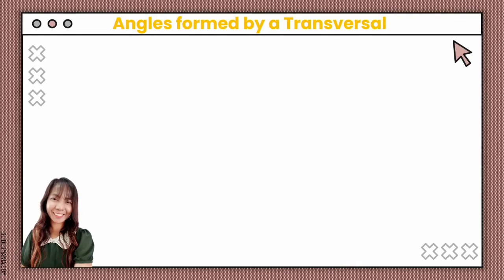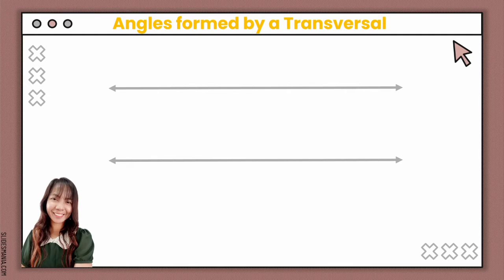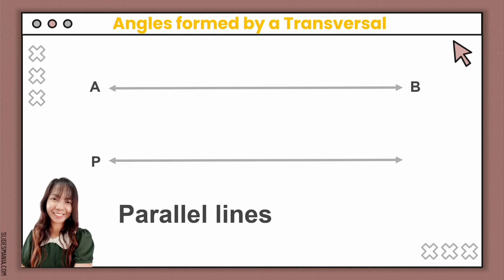Okay, so first, these two lines are called parallel lines. When you say parallel lines, they are equidistant from each other. They are equal in distance and they never meet. Let's say we will just name these lines, line AB and line PQ.